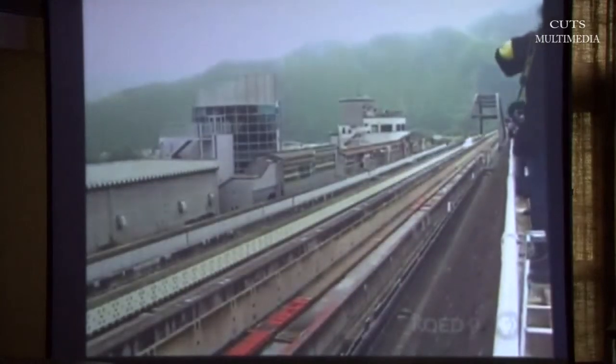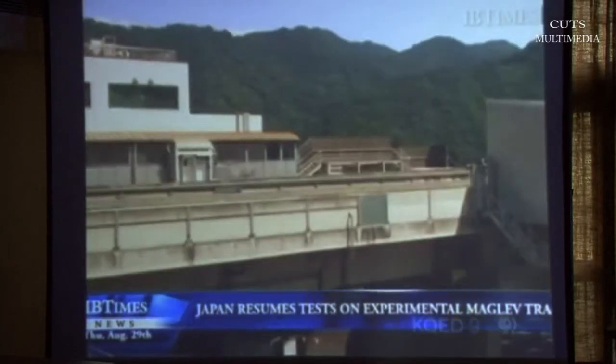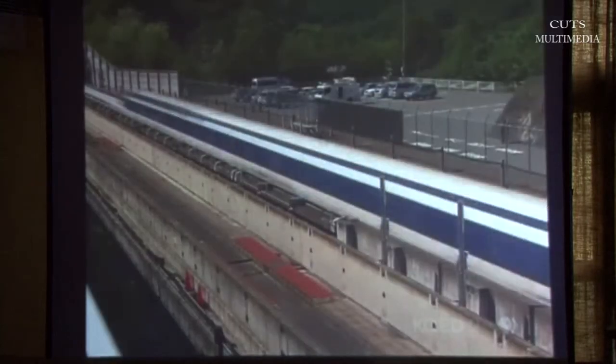And it's more than just fun and games. Engineers in Japan are already scaling it up to create the world's first superconductor maglev passenger train. It flies above its tracks at speeds up to 311 miles per hour. And it's cold that makes it happen.